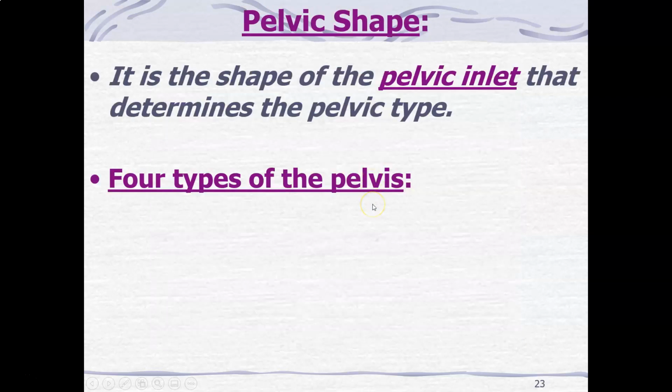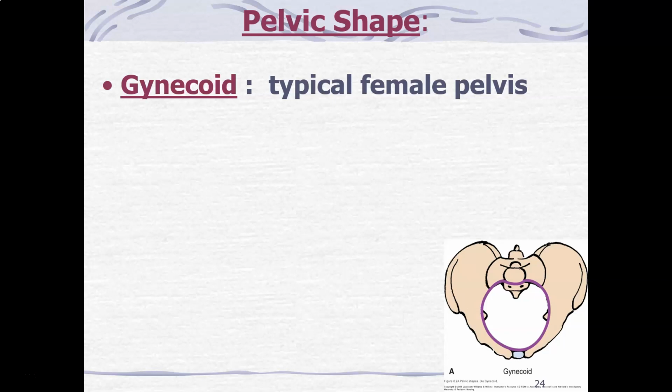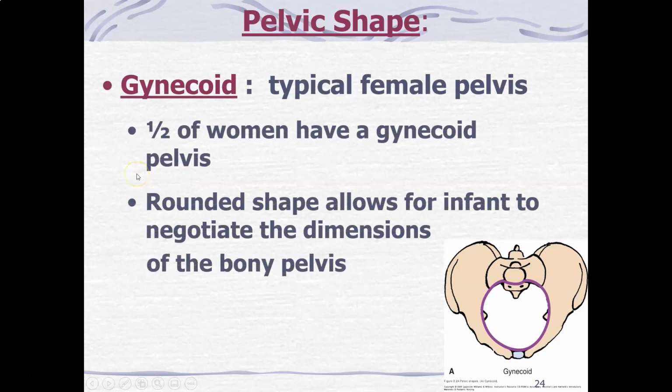So it is the shape of the pelvic inlet that determines the pelvic type, and we have 4 types of pelvis. We have a gynecoid, anthropoid, android, and platypoid. The gynecoid is optimal for a vaginal birth. An anthropoid is elongated, the android is heart-shaped, and the platypoid is flat. I always think of platypus when I see platypoid, and they have that flat tail and bill.